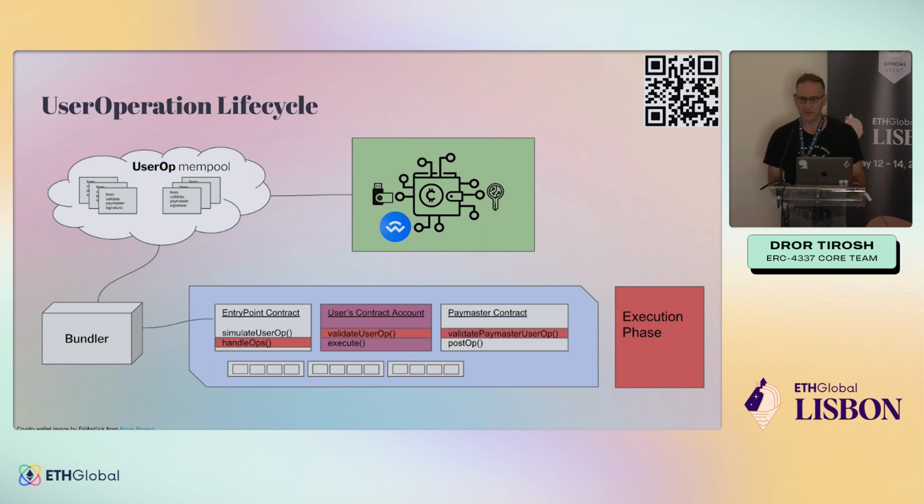HandleOps first performs the validation. It's not enough to do it off chain, of course. It repeats the validation. It validates on chain that the account agreed that this is a valid transaction and the paymaster agreed to pay. And after validation, it performs the execution. It executes the user operation and gives the paymaster some time to do cleanup.